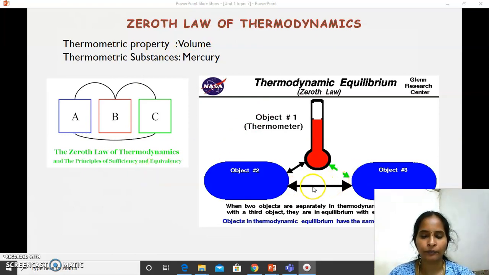Here you can see, let me explain how this zeroth law is used to measure the temperature. You are taking one object, which is a thermometer. In this thermometer, one thermometric substance is present. What is this thermometric substance? It is the substance which changes state in its property of volume by the supply of temperature.